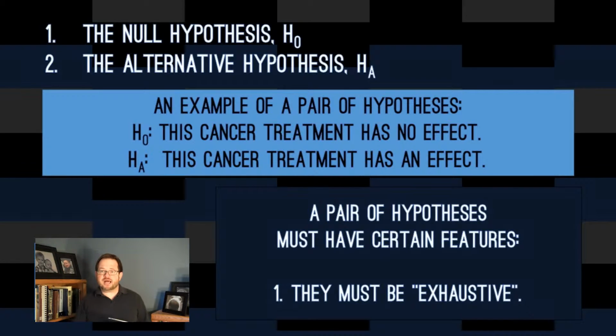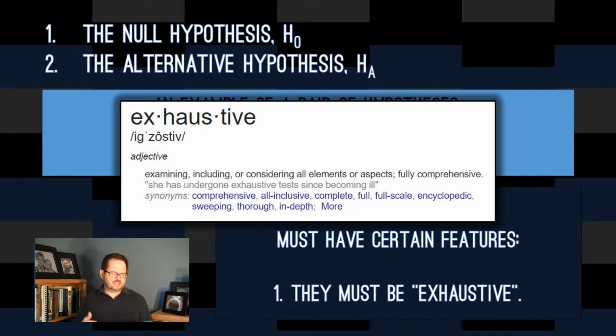Now, when you construct a pair of hypotheses like this, they have to have very specific properties. In particular, they must be what we call exhaustive. Now, this word exhaustive is a little bit hard. You don't necessarily use it in your day-to-day life. Exhaustive means that it includes all possibilities. There is no possible outcome that isn't described by one of these things. In this case, our two hypotheses are exhaustive. Either the treatment has an effect or the treatment does not have an effect. There is no third possibility. The hypotheses need to be exhaustive. Every possible outcome that could be the truth has to be described by one of those two hypotheses.